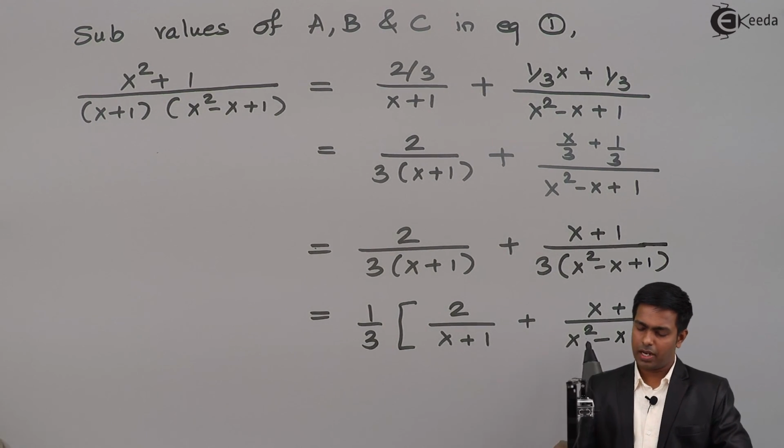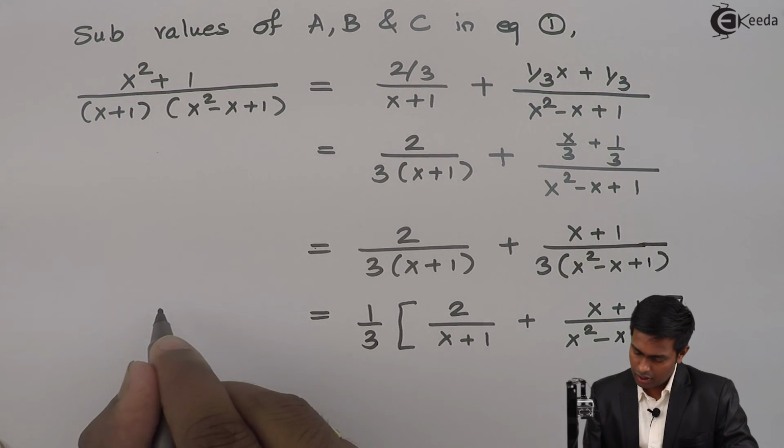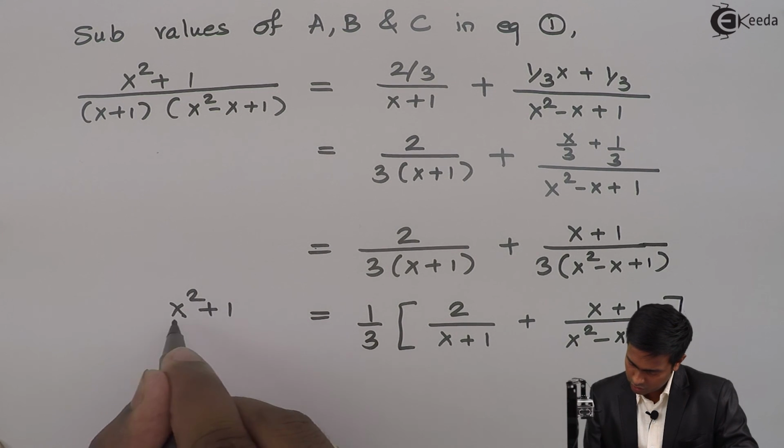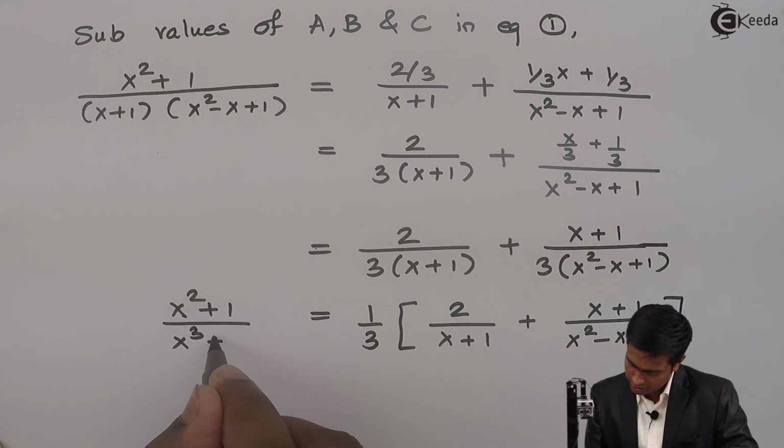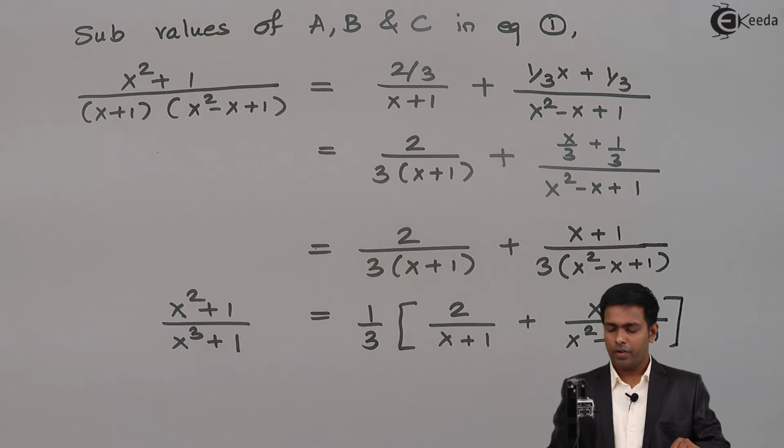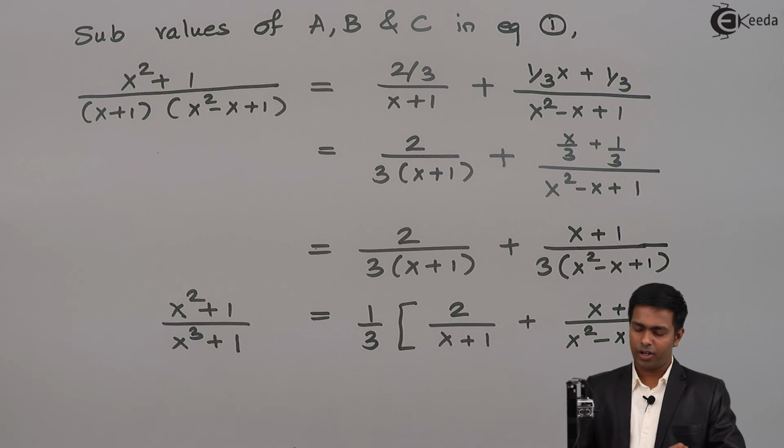and this is the partial fraction for this term, which was x square plus 1 upon x cube plus 1. So here we got the partial fraction for x square plus 1 upon x cube plus 1.